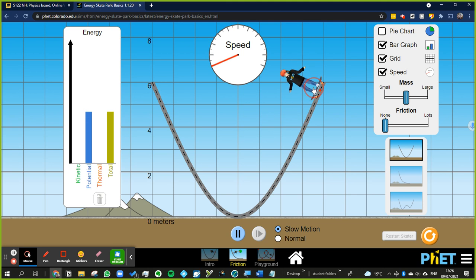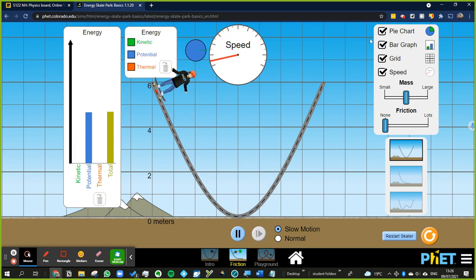So I can turn the friction down on this feature, and let's put it on slow motion this time. Lift him all the way up to the top. I'll put the friction down to none. If I let go now, just like before, we know what's going to happen because it was exactly the same as before. Maximum speed at the bottom, 0 speed at the top, maximum potential or gravitational energy at the top, 0 gravitational energy at the bottom, and maximum kinetic energy at the bottom.